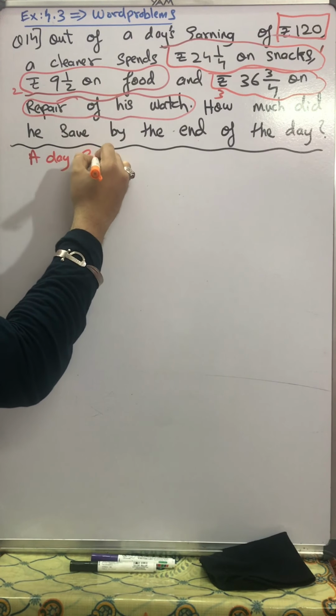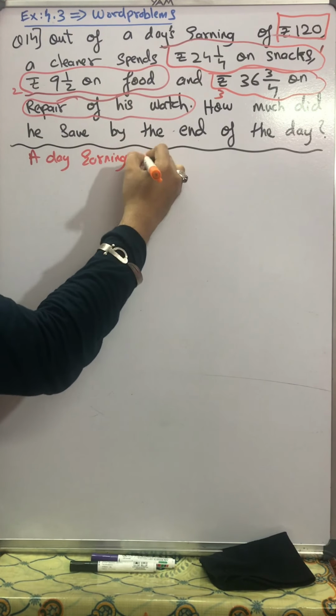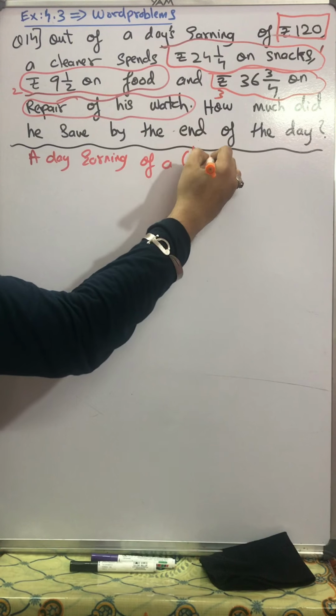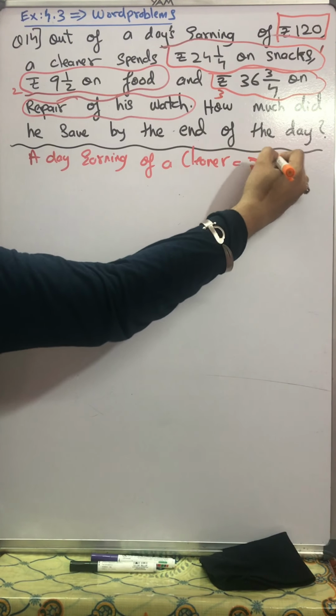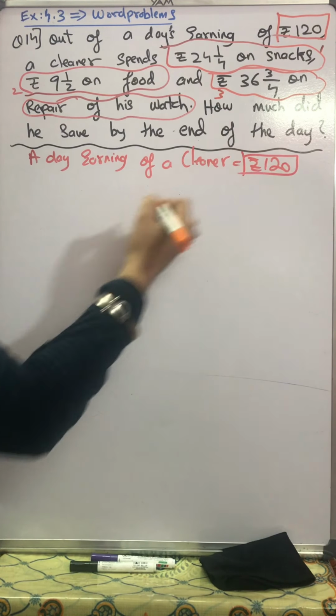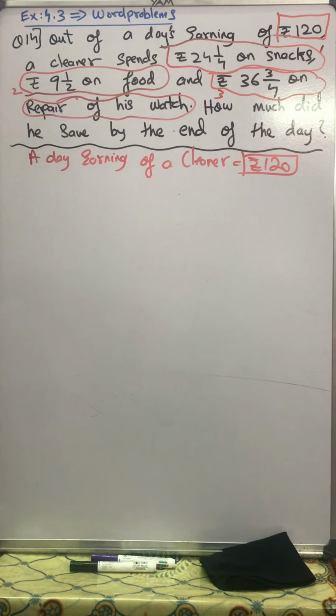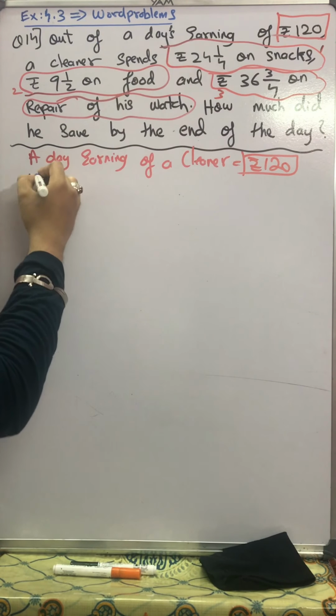A day's earning of a cleaner is equal to rupees 120. So a cleaner is having rupees 120. Now let's mention the expenses. Three types of expenses are given. The first expense. What's the first expense? Expense on snacks.